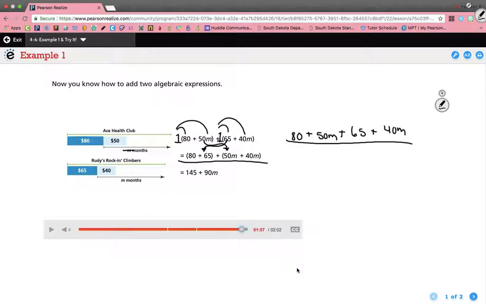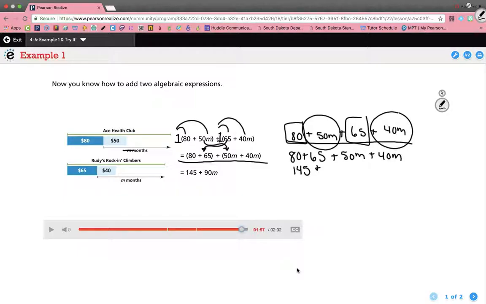So our 80 and our 65 and our 50m and our 40m: we have 80 plus 65 plus 50m plus 40m. Okay, 80 and 65 is 145, 50 plus 40 is 90m. So if you're not confident in using the properties, just distribute a positive 1 and then combine like terms.